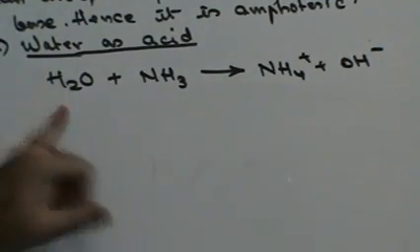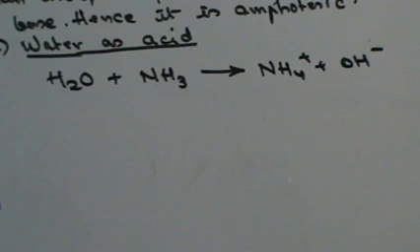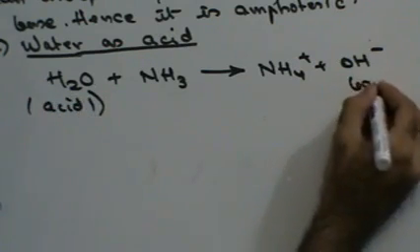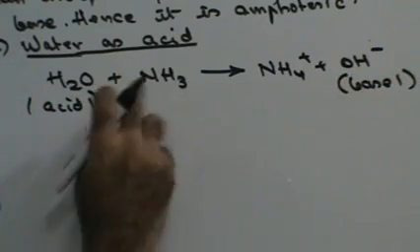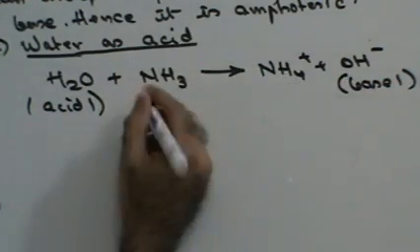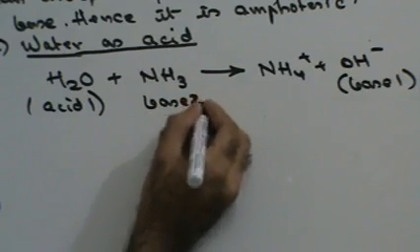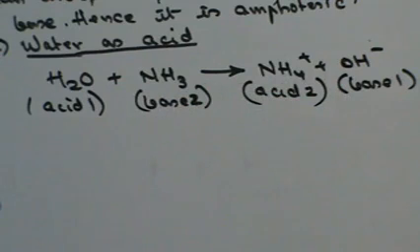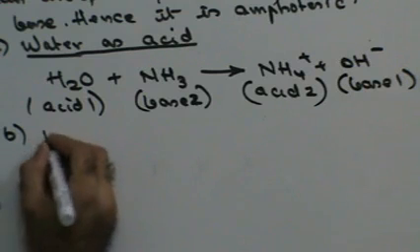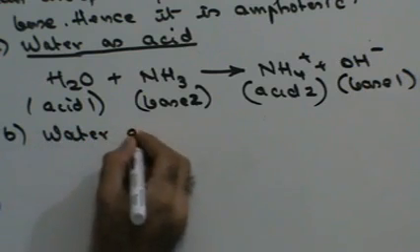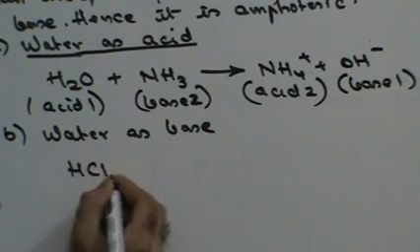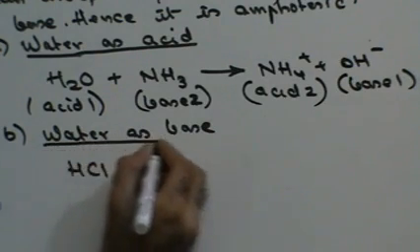It has lost a proton, that means it is capable of donating a proton. That means this is going to be my acid 1 and this is going to be my base 1. Similarly, ammonia has accepted a proton, therefore this is going to be base 2 and acid 2. Here we see that water is behaving like acid, right? Next, let's show you a reaction where water is a base. What happens when hydrochloric acid reacts with water?